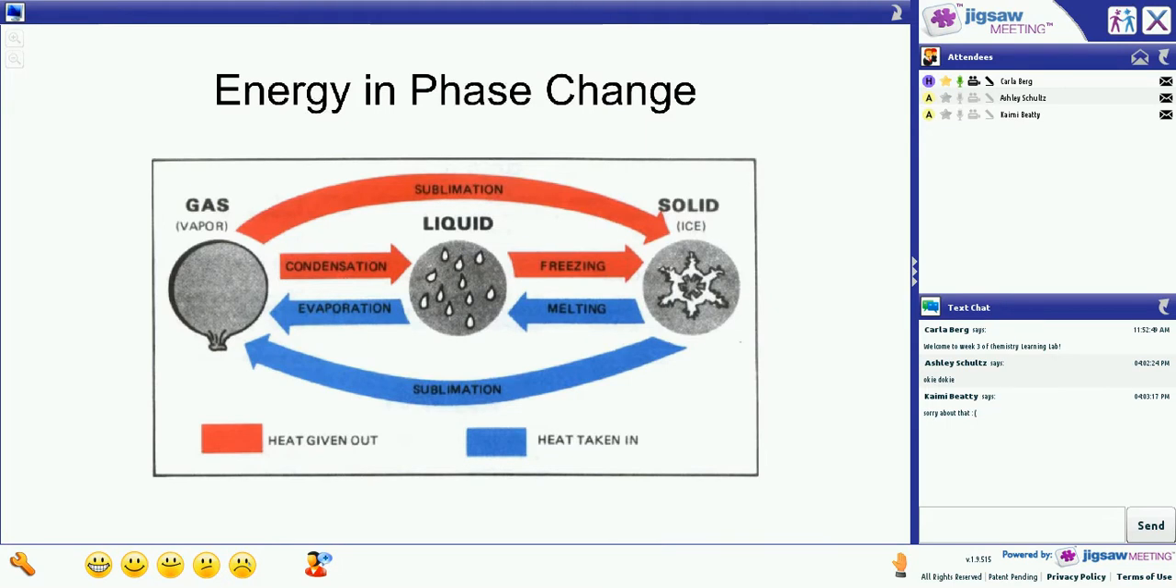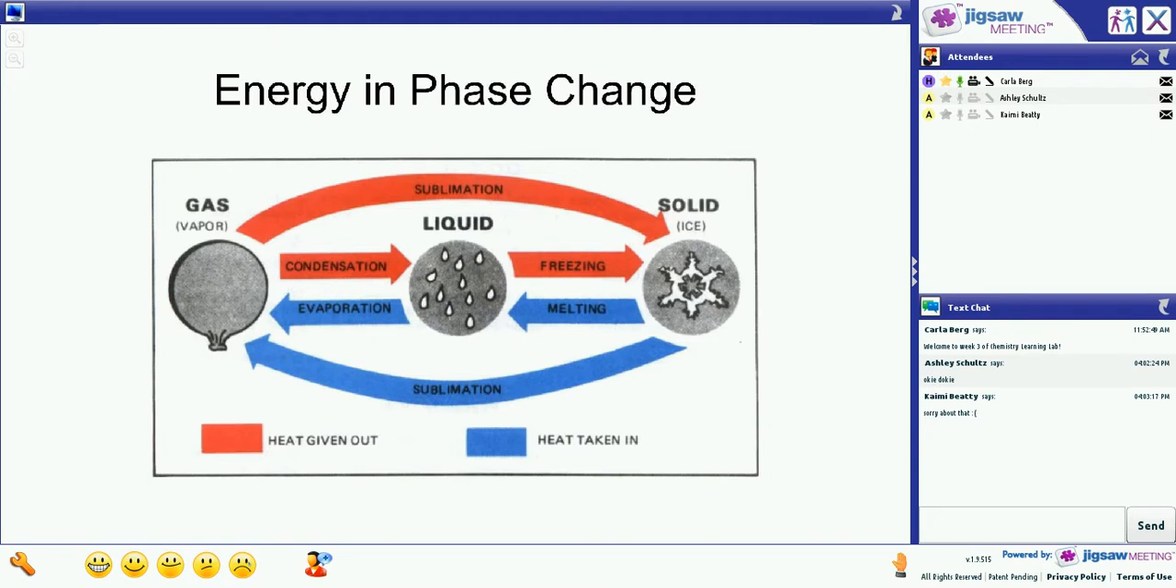This is another way to look at and think about changes in phases. Okay, so take a second and look at this. The blue arrows show when heat is taken in. So as a solid becomes a liquid, heat is taken in. As a liquid becomes a gas, heat is taken in. And a solid can also become a gas.